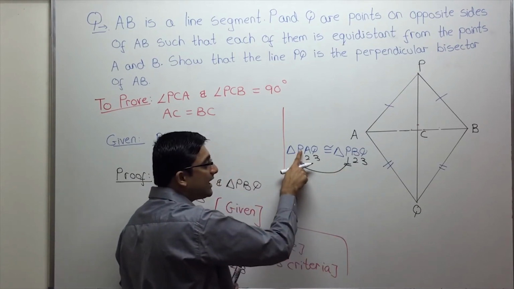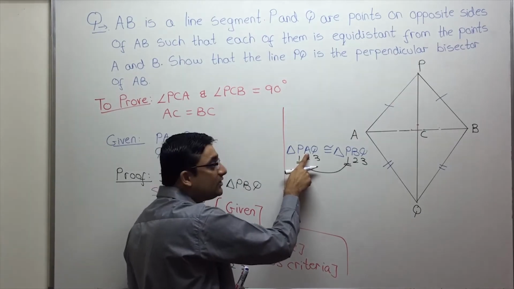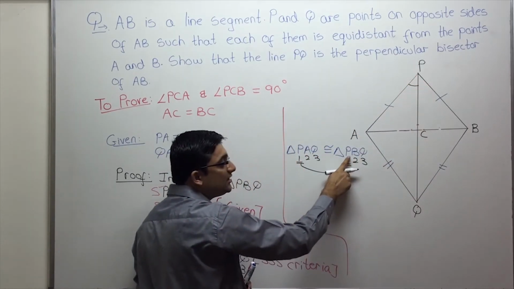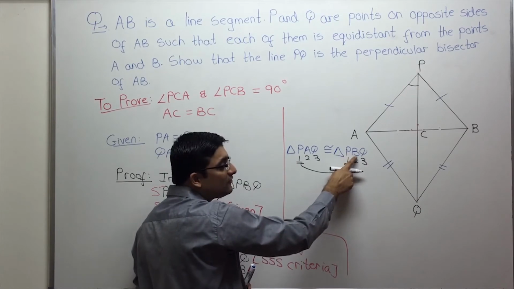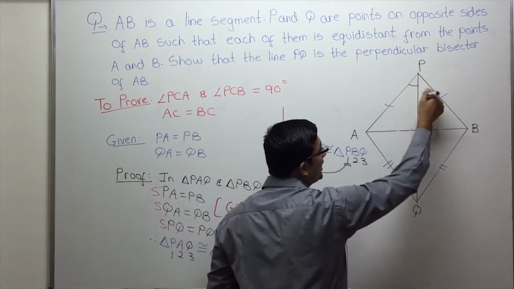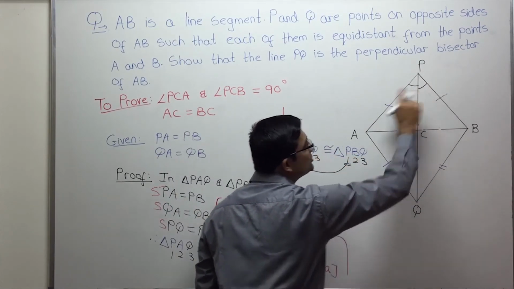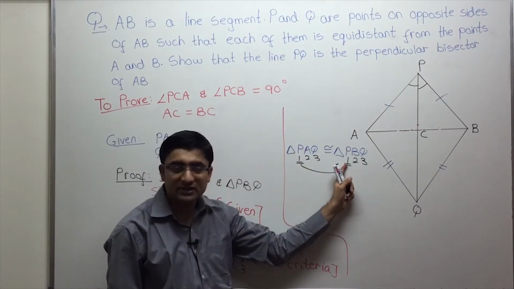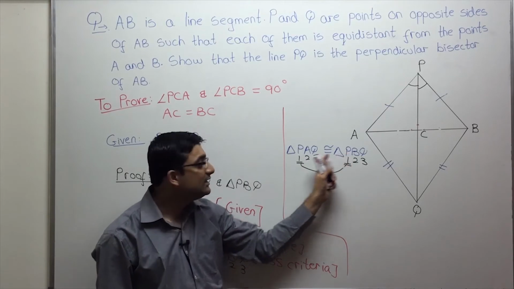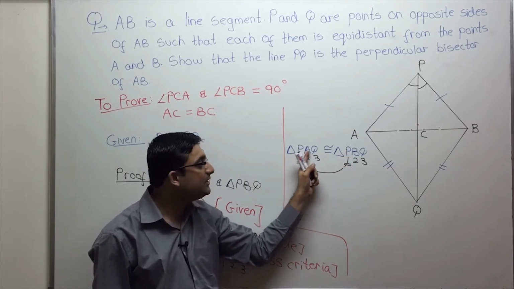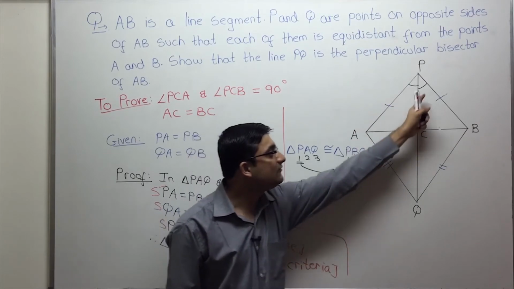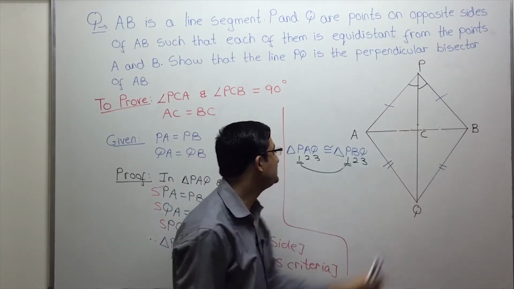So what are we getting? Angle P of triangle PAQ is equal to first letter here P. That means angle P of triangle PBQ. So angle P of triangle PBQ, this over here. So we're getting these two angles to be equal. I repeat, see, first letter corresponds to first letter. So P corresponds to P. That means angle P of triangle PAQ is equal to angle P of triangle PBQ. So now these two angles are equal.